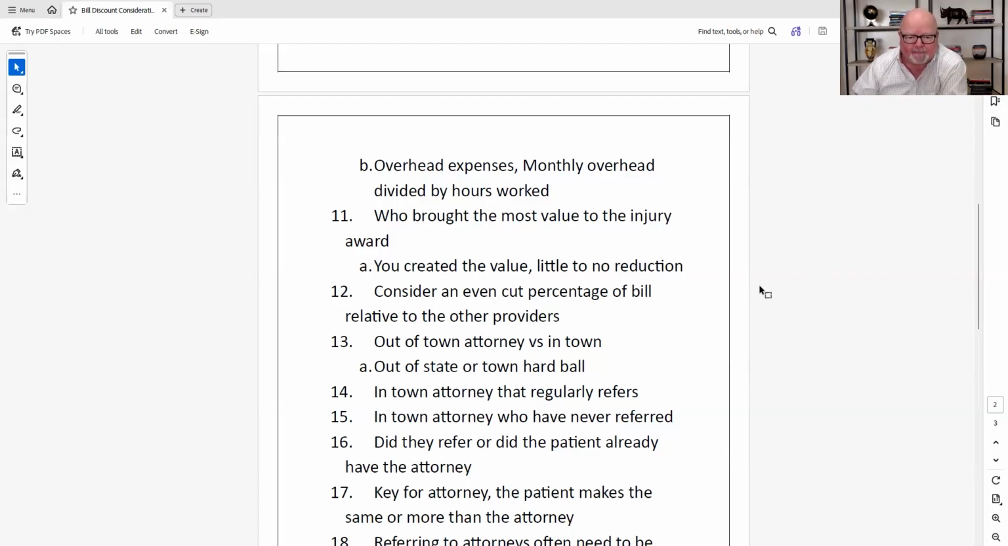Okay. Who brought the most value to the injury award? That's huge. If it were you, you're going to fight for your bill. And if you do give a reduction, it's going to be real small. If you didn't bring much to the injury award, well, then you deserve to cut your bill.